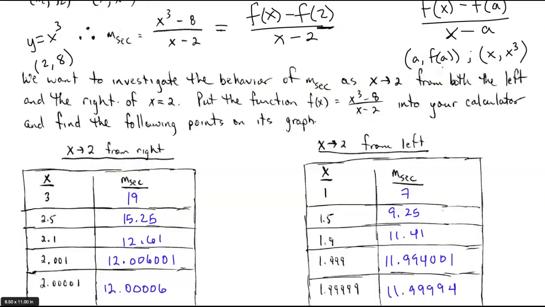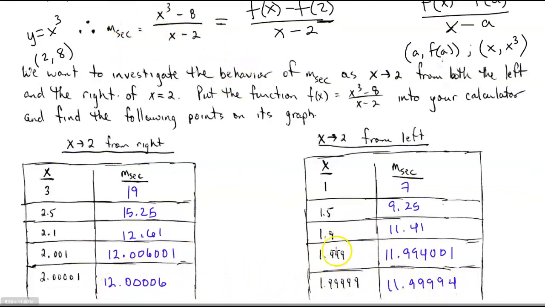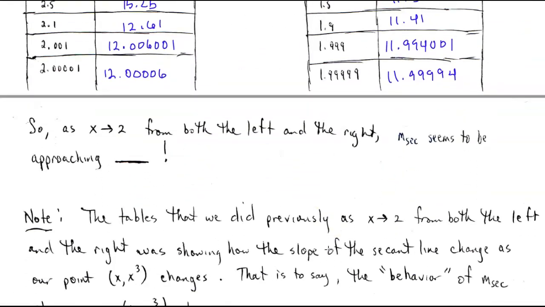All right, so now that we've used our graphing calculator to get these values here, we're seeing that as x approaches 2 for this formula for the slope of the secant line, as x approaches 2 from the right and from the left here, we see that it seems like the slope of the secant line is trying to converge upon this value of 12. So as x approaches 2 from both the left and the right, slope of the secant line seems to be approaching 12.